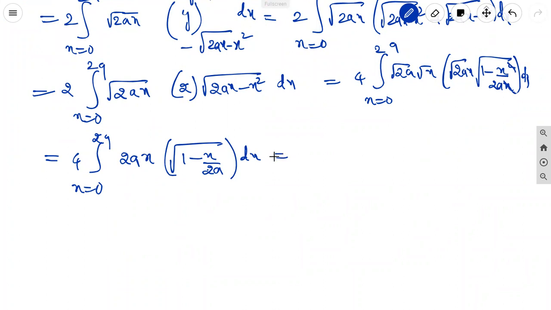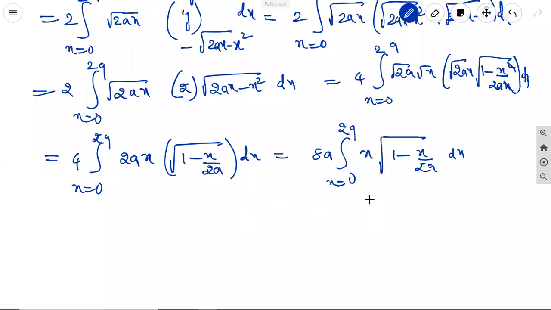Okay, here we take it as 2a. 8a integral x equal to 0 to 2a x under root 1 minus x by 2a into dx.